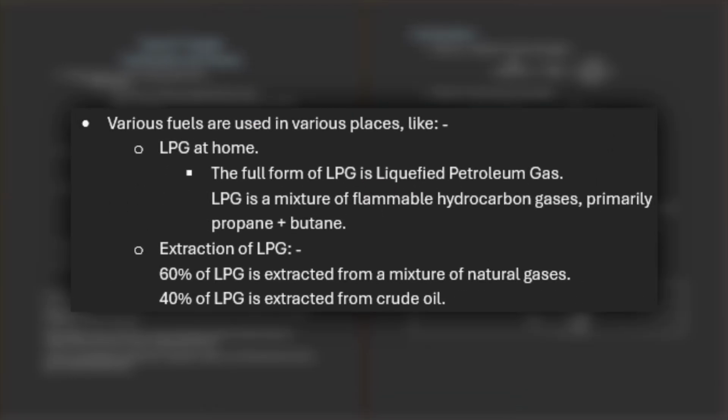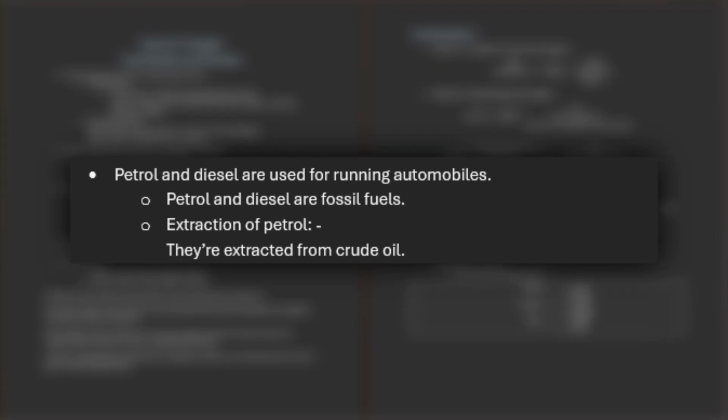As we know, various fuels are used in various places, like at home, we use LPG. The full form of LPG is liquefied petroleum gas. It is extracted from natural gases and crude oil, both of the things. Petrol and diesel are used for running automobiles. Petrol and diesel are fossil fuels and they are extracted from crude oil.